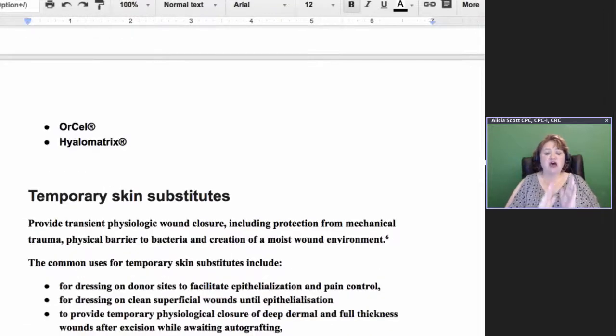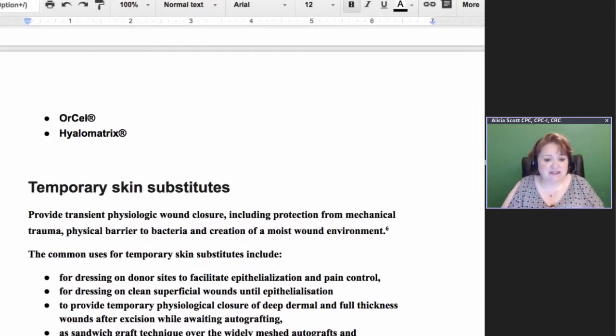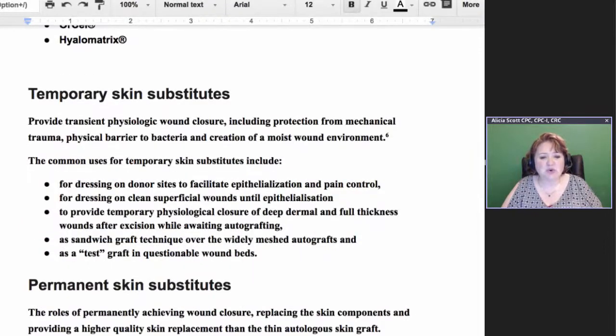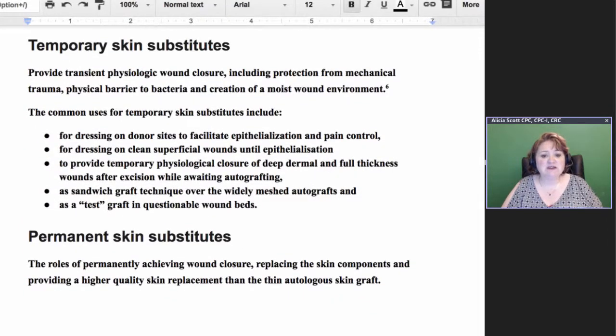Now, after we've got into that part, temporary skin substitutes, what do we need to know about them? These are usually transient, physiological wound closure. If you got a big wound on your face, you need that covered up, and it's protection. You've got a physical barrier so that you don't get the bacteria in there. And for these wounds to heal properly, they have to have a moist environment, right?